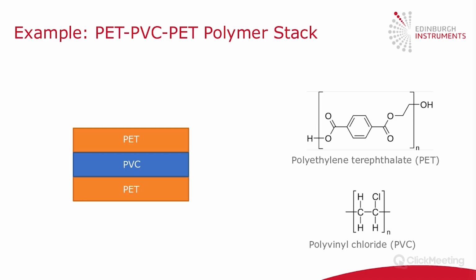An example of how the confocal pinhole can be used in practice is looking at multi-layer polymers. So here we have a PET-PVC-PET polymer stack, where PET and PVC are two types of commonly used polymer. And here they've been incorporated into a laminated structure with multiple layers. And we can use Raman microscopy to profile through these layers. And if we didn't know the plastics, we could identify which plastic was in each layer.